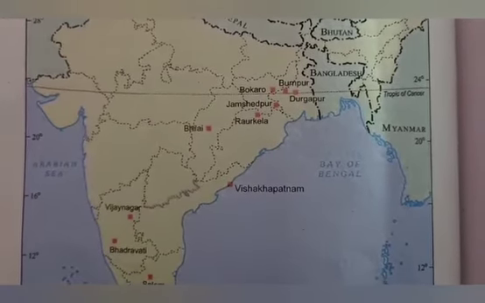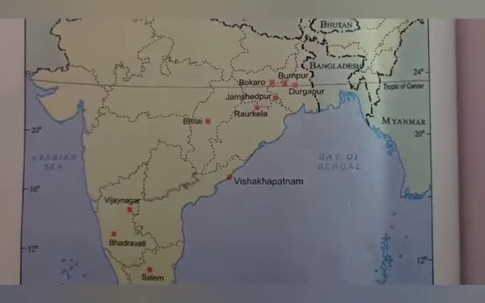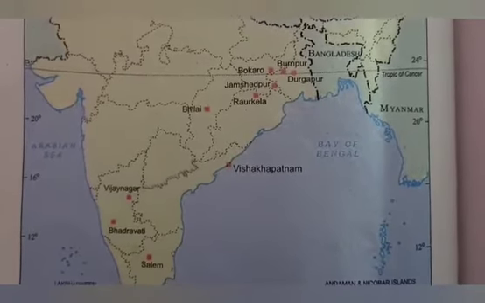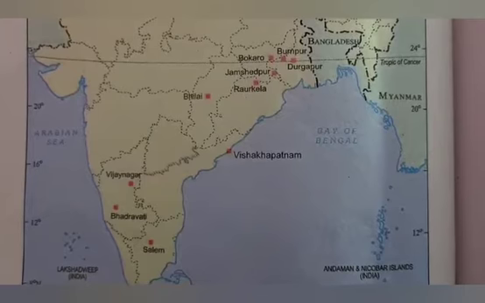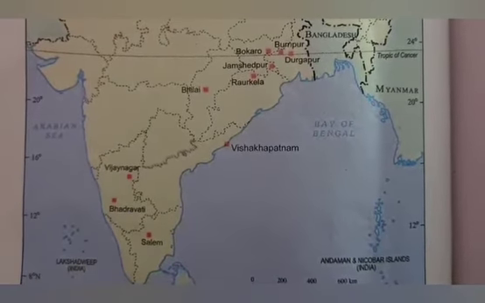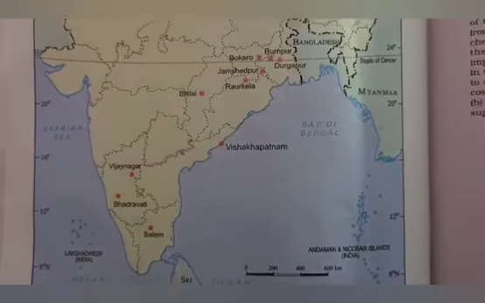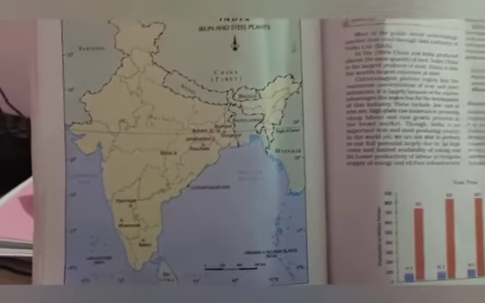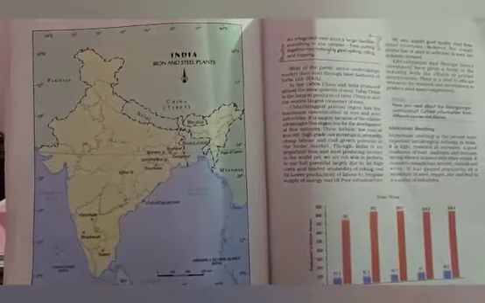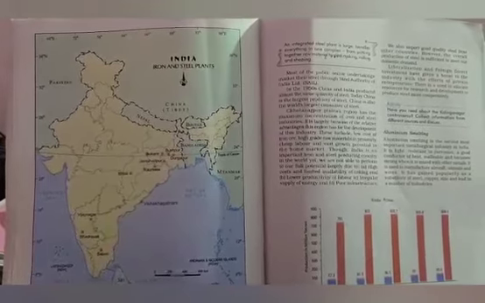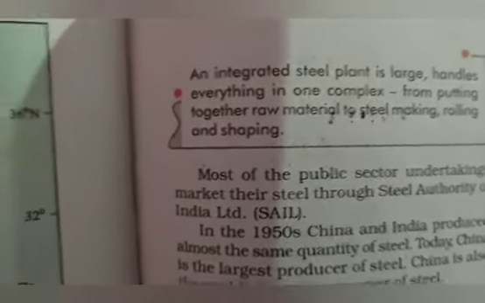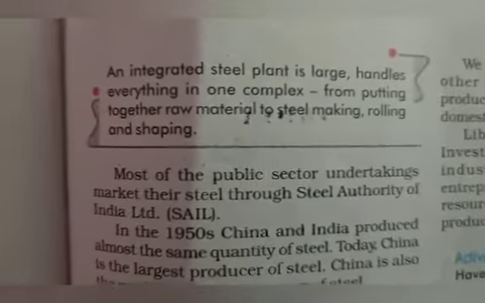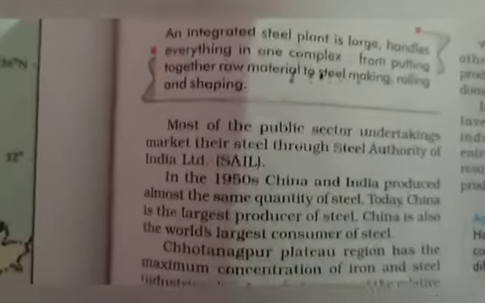Most of the public sector undertakings market their steel through the Steel Authority of India Limited, that is SAIL. Last class we talked about SAIL, right? That is none other than the Steel Authority of India Limited. In the 1950s, China and India produced almost the same quantity of steel. Today, China is the largest producer of steel, and also the world's largest consumer of steel. Chota Nagpur Plateau region has the maximum concentration of iron and steel industry.